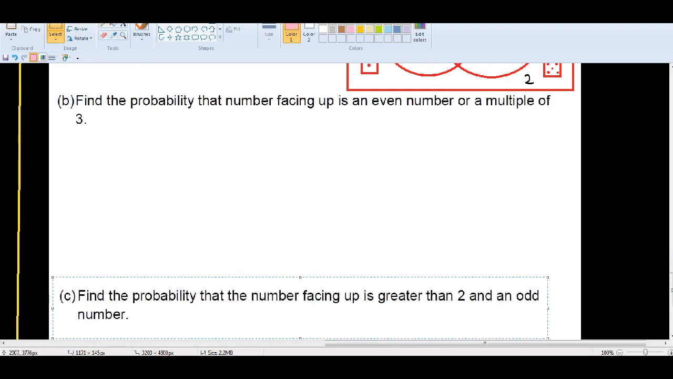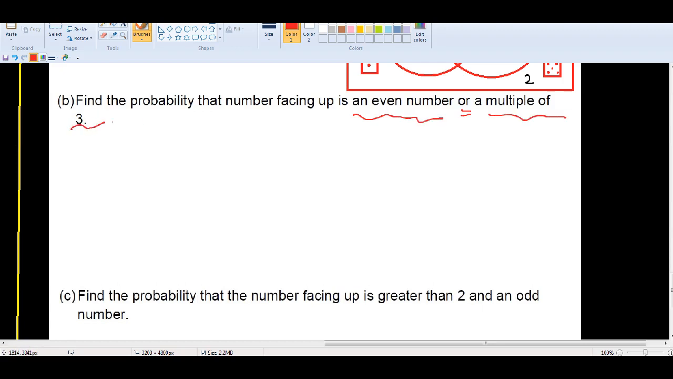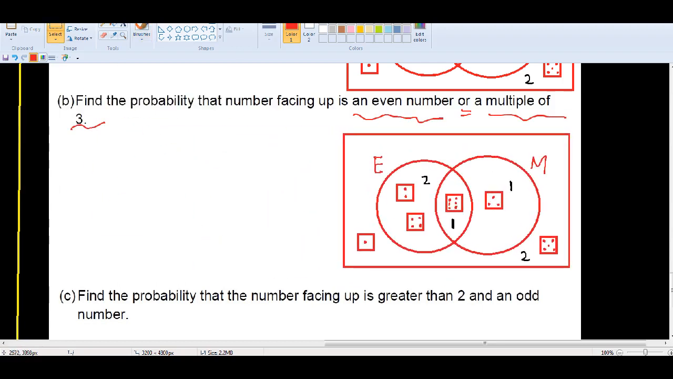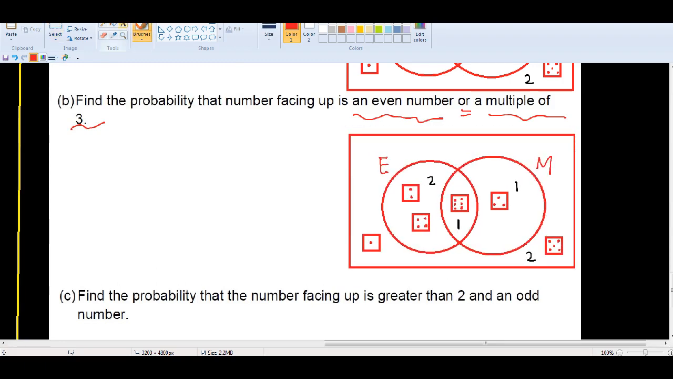Okay, so for this one, find the probability that the number facing up is an even number or a multiple of 3. It's different, isn't it? Even number or a multiple of 3. So you need to consider this part, and this part, or this part.